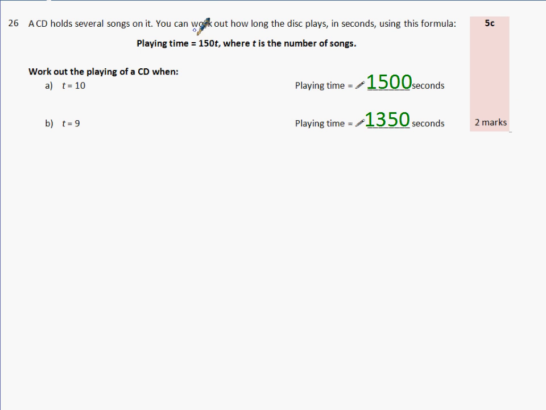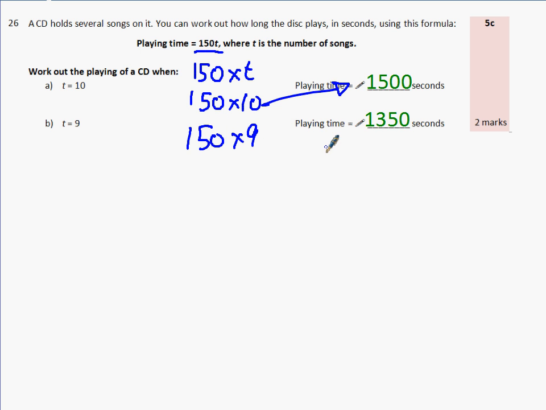A CD holds several songs on it. You can work out how long the disc plays in seconds using this formula. Playing time equals 150t, where t is the number of songs. And this means that you need to do 150 times t, because they've been written next to each other. So if t is 10, then you simply do 150 times 10, and there's your answer. And if t is 9, then you simply do 150 times 9, and there's the answer. Really, it is that simple.